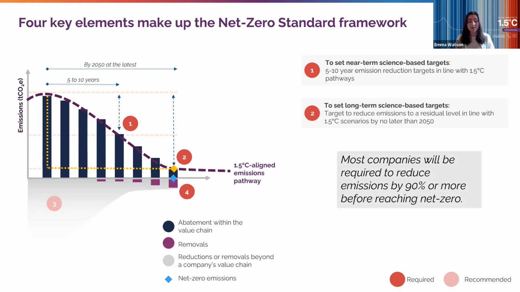And as I mentioned, they show companies how much they need to reduce their emissions to be in line with global net zero. So for most companies, this is going to require them to reduce emissions by 90% or more. This does differ in the agricultural sector, where they would be required to reduce their emissions by 72% or more. So there's some slight sectoral differences. But for most companies on the energy and industry side, they would be looking to reduce emissions by 90% or more.